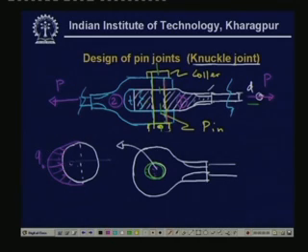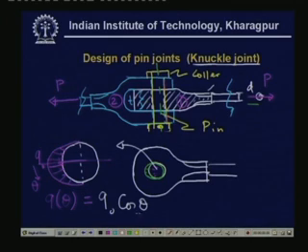If you measure theta from this direction, then q theta may be equal to q naught cosine theta. So this is one such distribution. There may be another distribution, where q theta is independent of theta. So q theta is a constant. So this is a uniform pressure distribution.